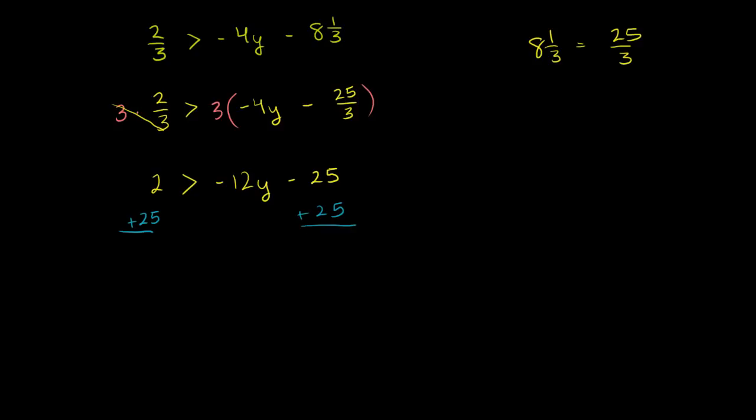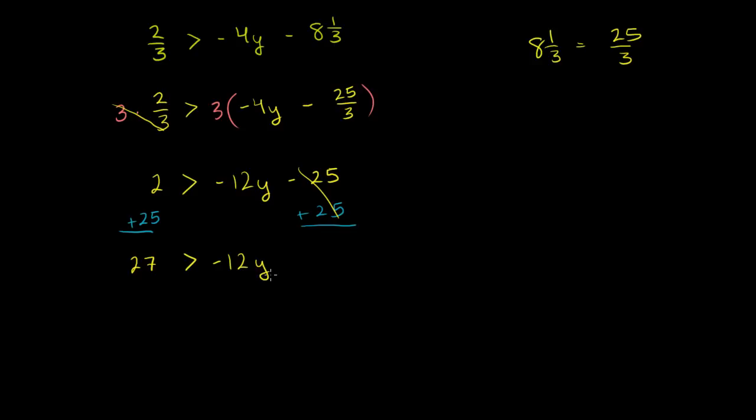Adding 25, on the left-hand side, 2 plus 25 is 27. And we're going to get 27 is greater than, the right-hand side of the inequality is negative 12y. And the negative 25 plus 25, those cancel out. That was the whole point. So we're left with 27 is greater than negative 12y.